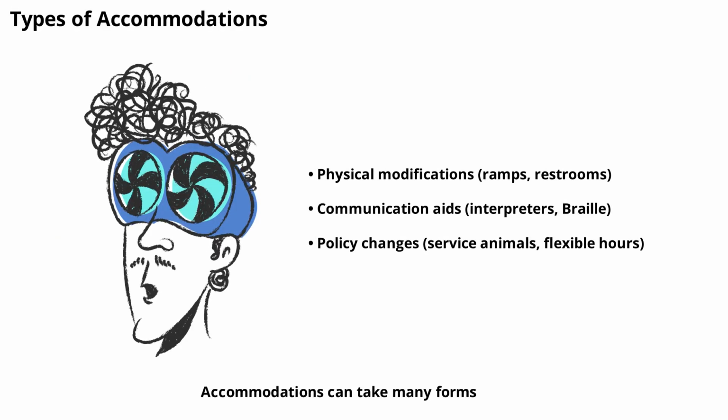Accommodations can take many forms, depending on the needs of the individual and the nature of the state office's services. Examples include physical changes like installing ramps, providing sign language interpreters, offering documents in alternative formats such as Braille or large print, or modifying policies to allow service animals. Sometimes, accommodations involve technology, like screen readers or accessible websites. The key is that the accommodation should address the specific barrier faced by the individual.